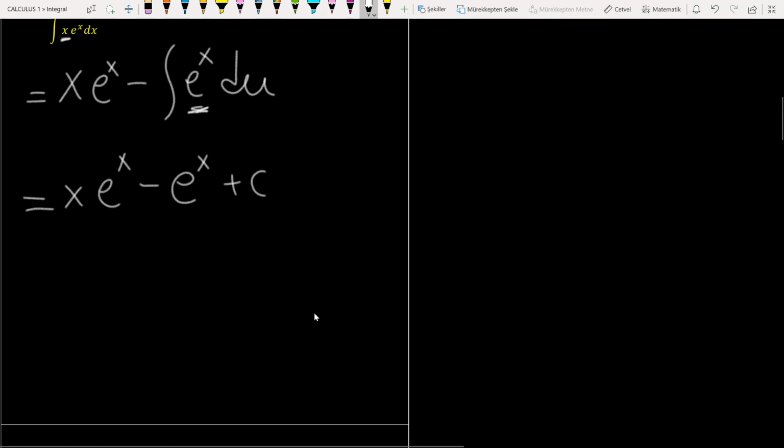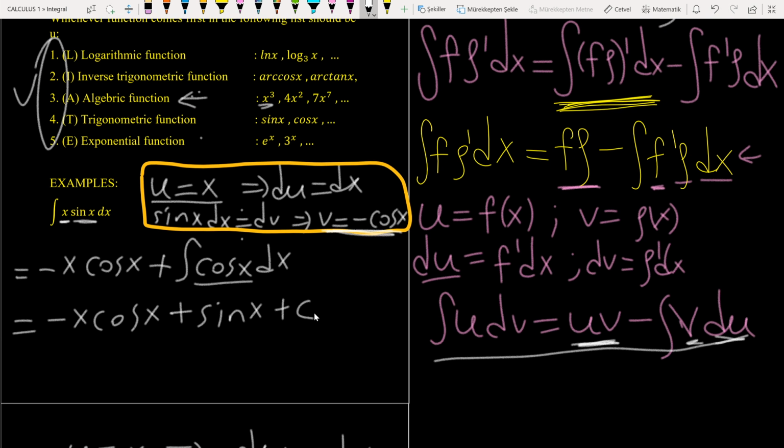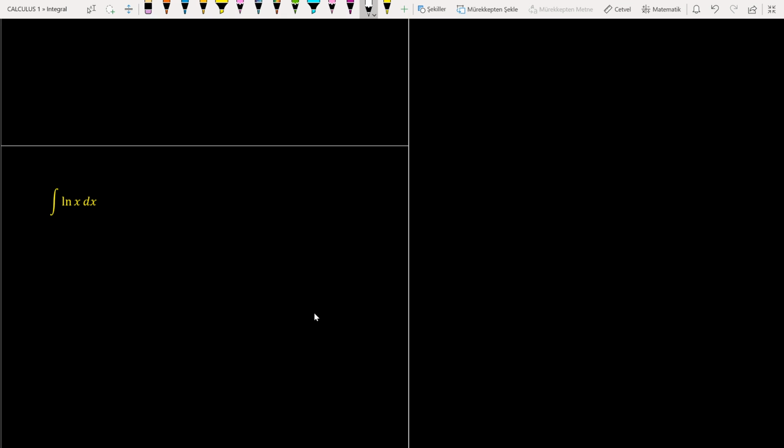Let's look at the list again. Logarithmic function comes first. As you see, we have 1 as a multiplication, 1 times ln x. So 1 is an algebraic function, but since logarithmic function comes first, u must be ln x, logarithmic function. So du is dx over x.